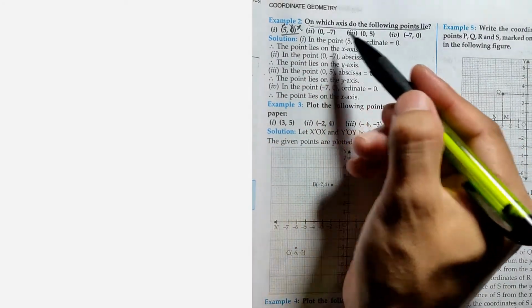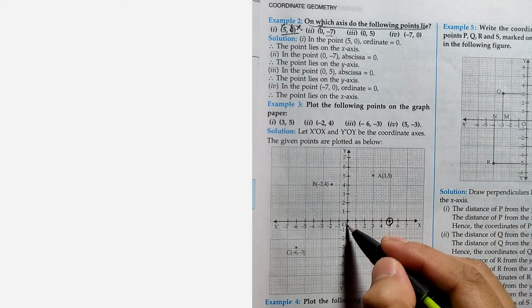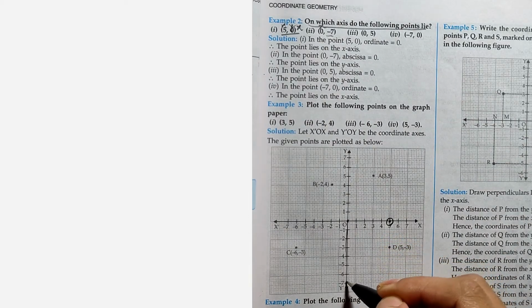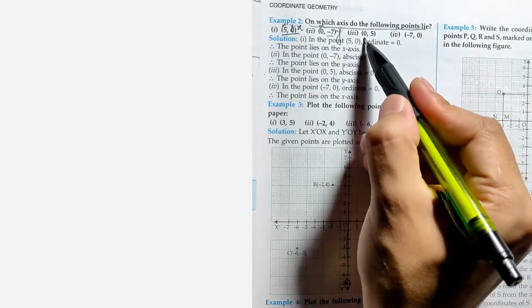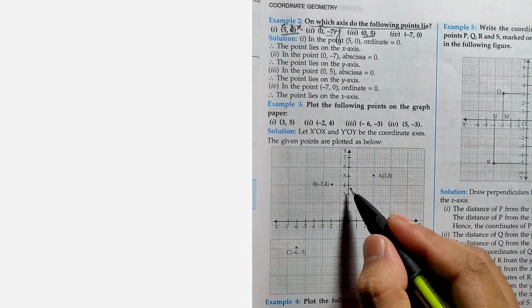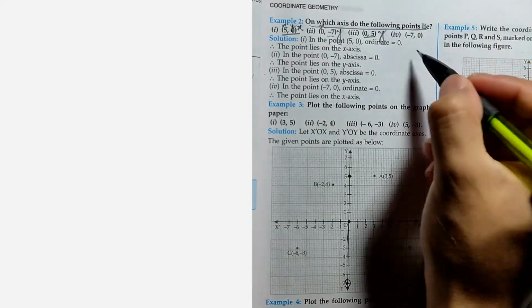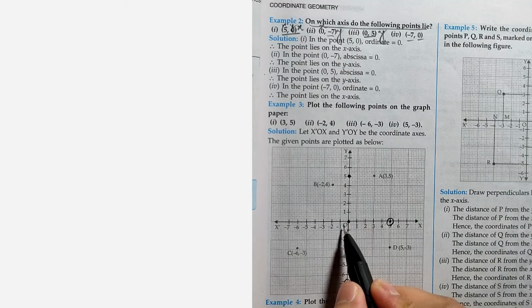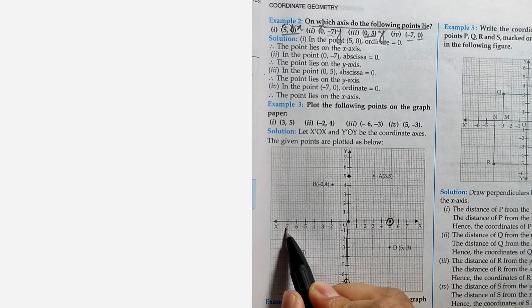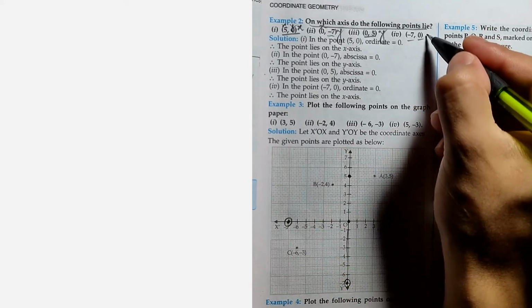Second one is 0 comma minus 7, that means first one, that is x is 0, that means I don't have to go anywhere. Next is minus 7, minus 7 means y-axis, so 1 2 3 4 5 6 7 minus 7 here, that means this is my point, so the point is on y-axis. Third one is 0 comma 5, so again x is 0, so I don't have to move. 5 means 1 2 3 4 5, that is here, so that means it is on the y-axis. And minus 7 comma 0 means 1 2 3 4 5 6 7 minus 7, and 0 means I don't have to move along the y-axis, so this is my point. So this is definitely x-axis.